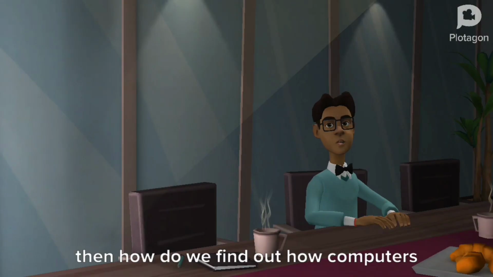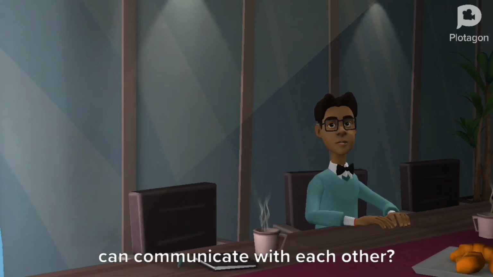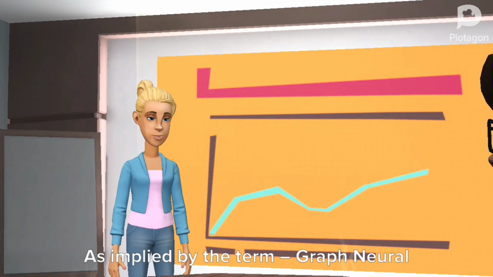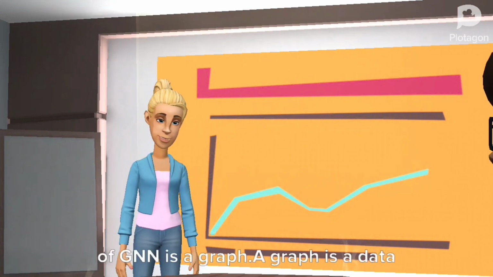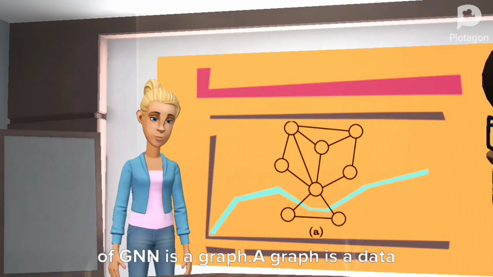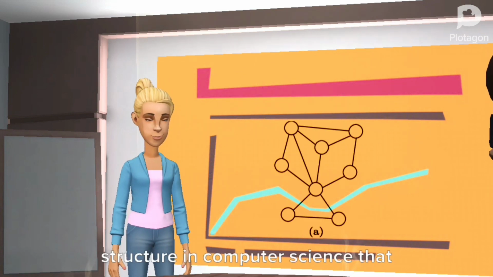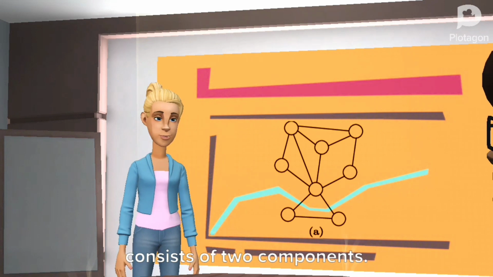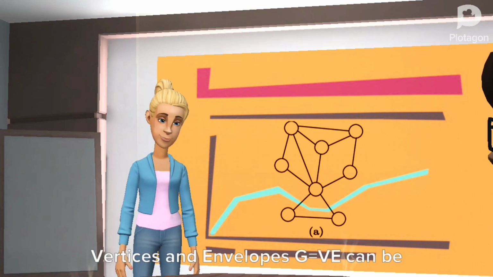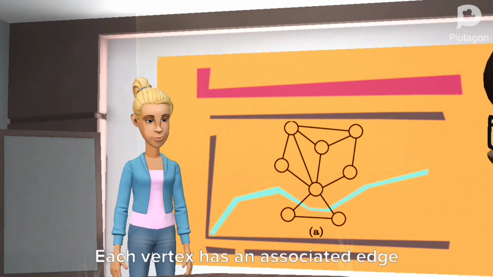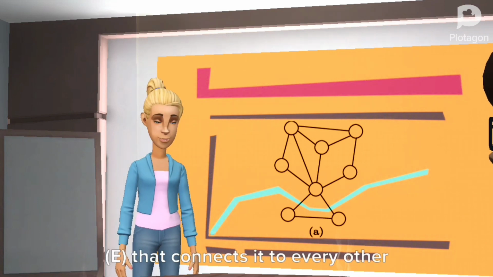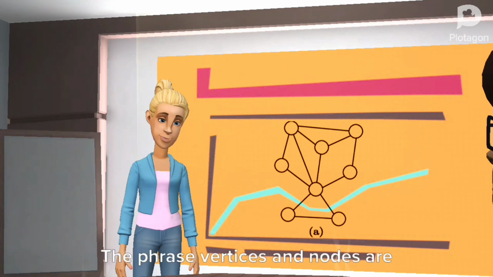Then how do we find out how computers can communicate with each other? As implied by the term, graph neural networks, the most essential component of GNN is a graph. A graph is a data structure in computer science that consists of two components: vertices and edges. G=(V,E) can be used to define a graph. Each vertex has an associated edge, E, that connects it to every other vertex, V.